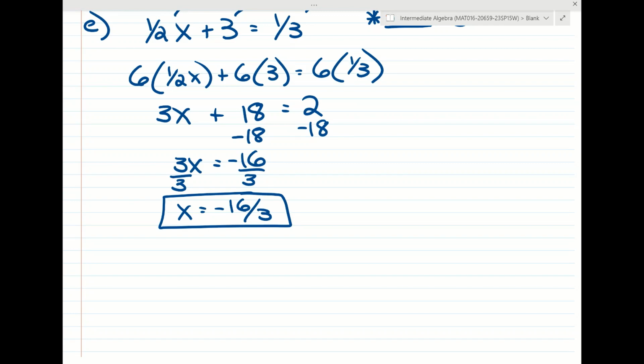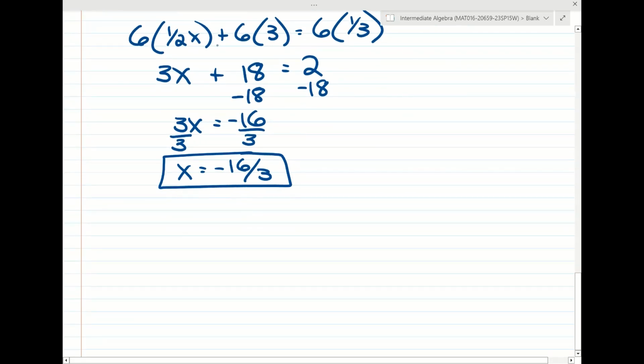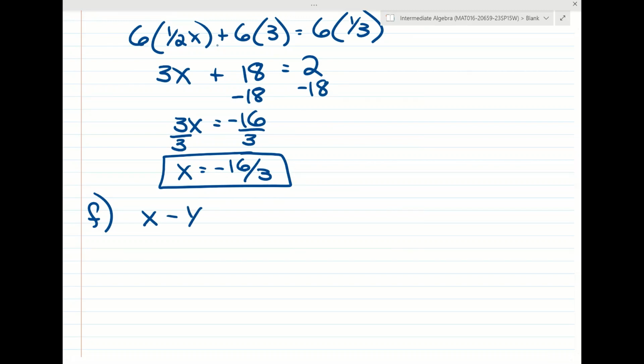And then I had one more example like this, where it's x minus 1/2 is equal to 1/3 x plus 1/4.